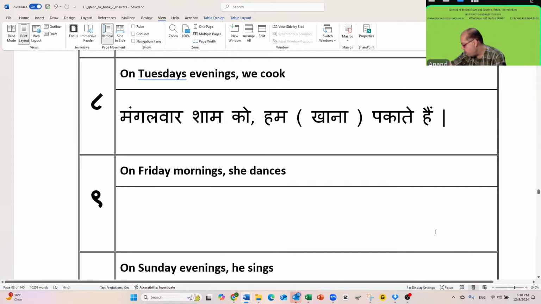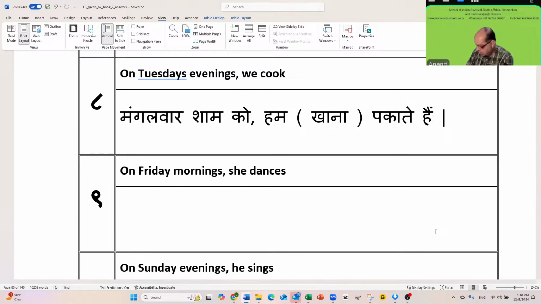Okay, everybody copy that sentence or write it if you don't have it written. I think all of you have written, right? So we can go a little faster. Okay, next sentence. Let me have Prahlad do it. On Friday morning, she dances.